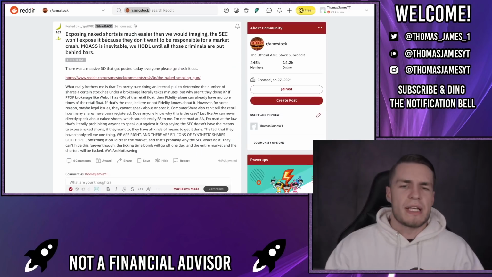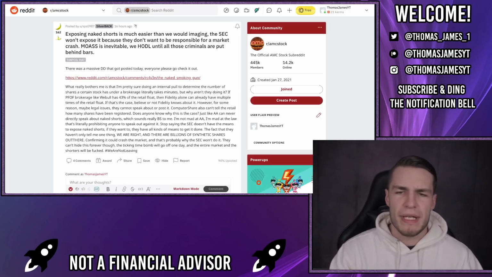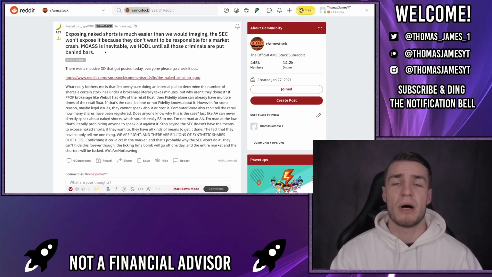Now, similarly on this line, exposing naked shorts is actually much easier than we even imagined. The SEC won't expose it because they don't want to be responsible for a market crash. The mother of all short squeezes is inevitable. We hold until all of those criminals are put behind bars.